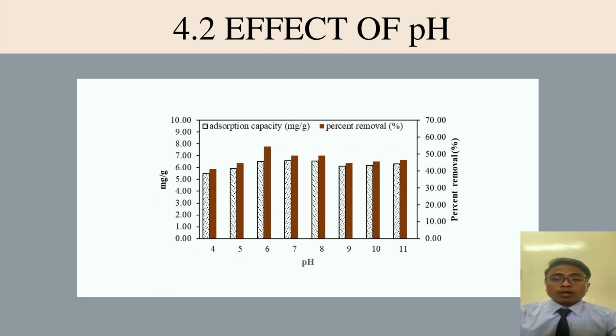After that is the effect of pH. As illustrated in the bar graph, the quantity of pesticide adsorbed at equilibrium rose from 5.52 to 6.56 mg per gram from pH 4 to 8. At pH 9, the adsorption capacity started to drop from 6.56 to 6.1 mg per gram, and rose from pH 10 to 11 with 6.18 and 6.30 mg per gram. The maximum adsorption capacity was observed at pH 7 and pH 8.